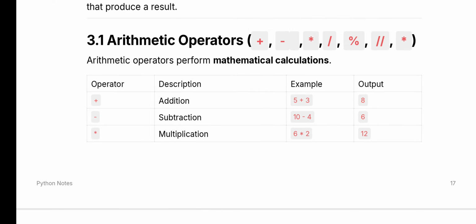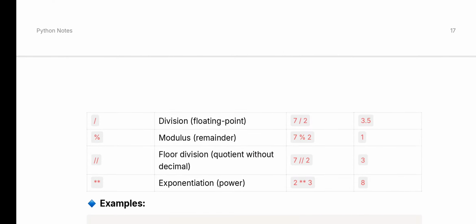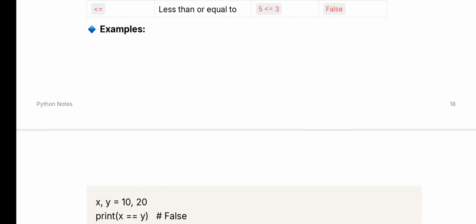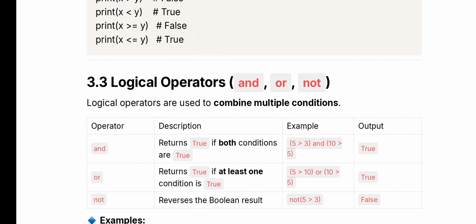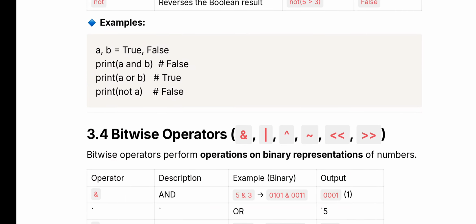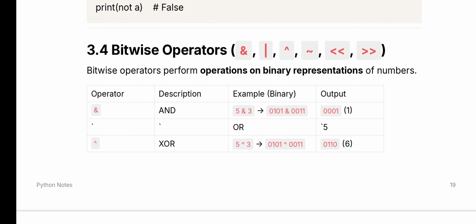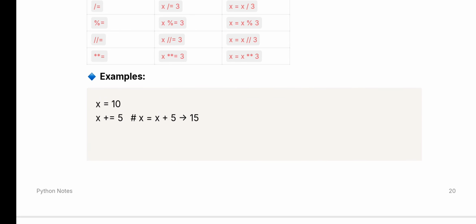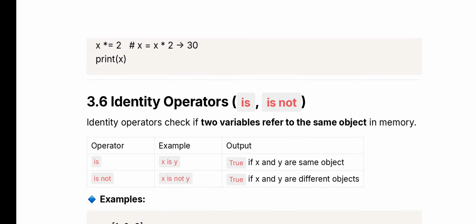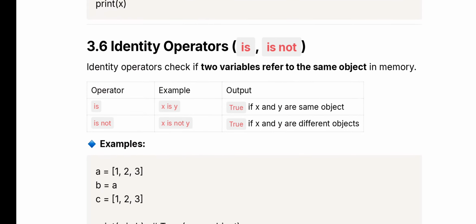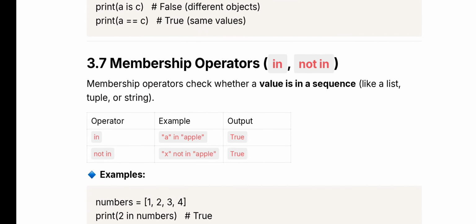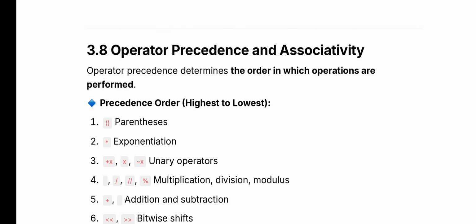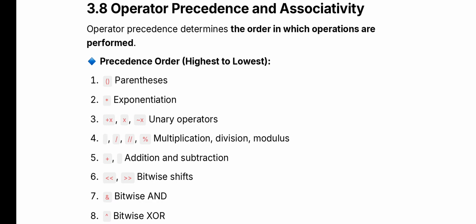We have talked about the arithmetic operators, the comparison operators, the logical operators, the bitwise operators, the assignment operators, the identity operators, and the membership operators. And in the next topic, we have discussed operator precedence and associativity.